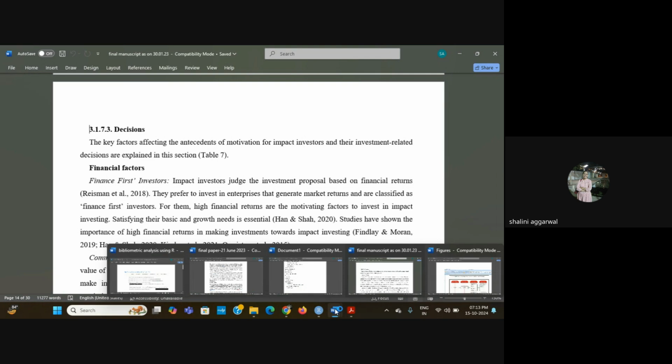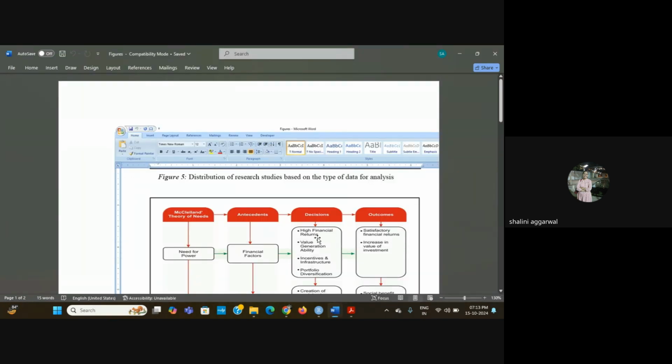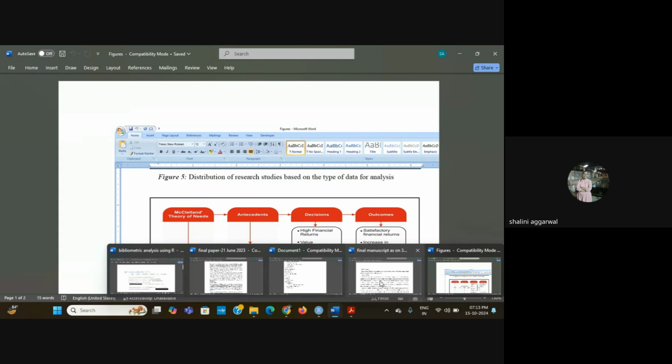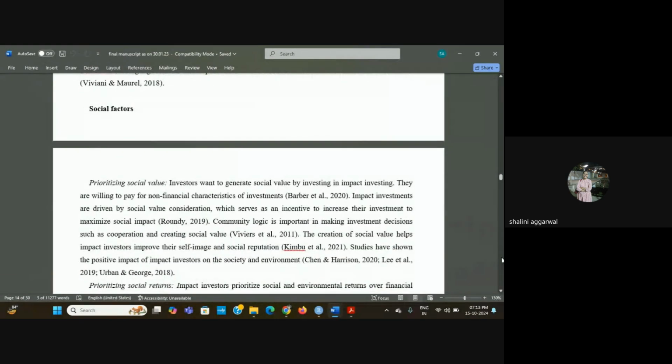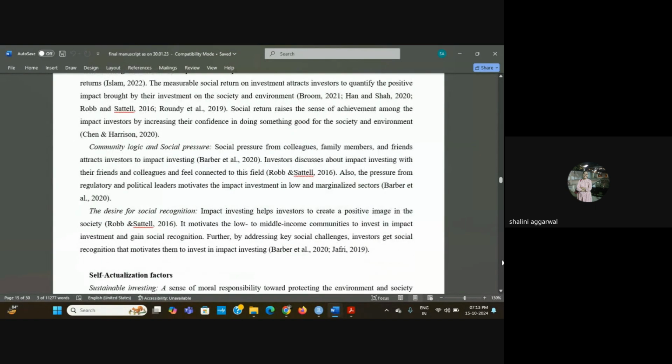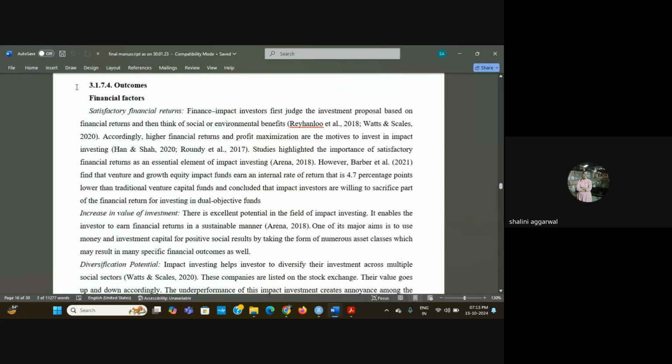Let me show you this. High financial return, value generation ability, incentives, and all this. So I have written it like this. This is a little different. I think I have made certain changes in the diagram, but not here. So this is the first point in the financial factors with respect to decisions. You have to write one paragraph here. Next are the social factors. Then again a paragraph for each one of the decisions, and then self-actualization.